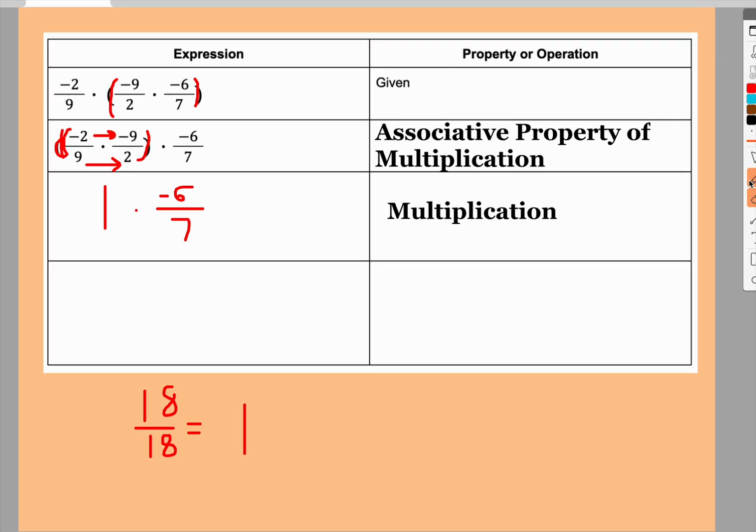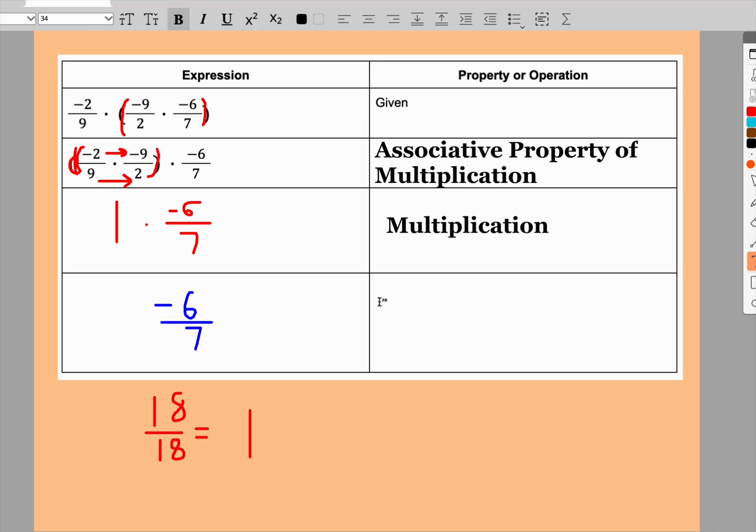Now let's simplify again. If I do 1 times anything, I get that same thing. And I've got a single negative here, so it's going to remain negative: negative 6/7. And again, my justification is multiplication.